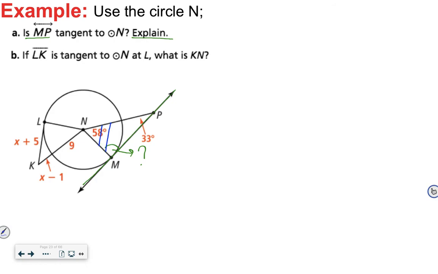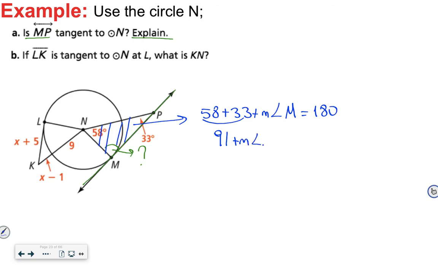How? When you look at this triangle, what is the sum of the interior angles of a triangle? It is 180. Let's say that 58 plus 33 plus measure angle M is equal to 180. From here, 58 plus 33 will be equal to 91 plus measure angle M, which is equal to 180. If we subtract 91 from both sides, you will get that measure angle M is equal to 89.